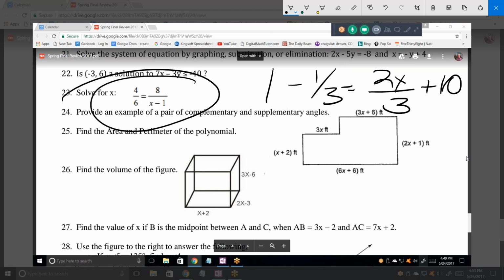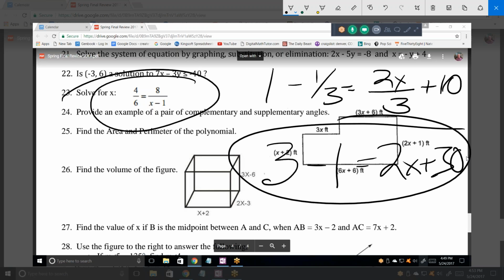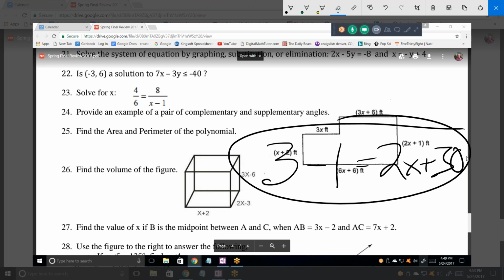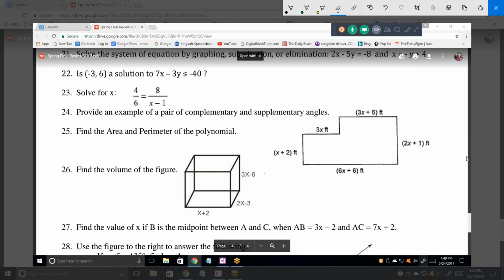The first thing I'm going to do is multiply everything by 3. So I get 3 minus 1 equals 2x plus 30. Now it's simple. So always be thinking, get rid of denominators when you're doing equations that are difficult looking like that.